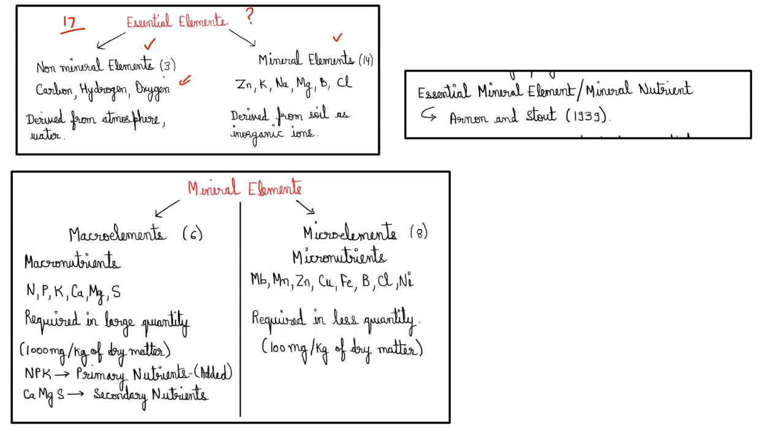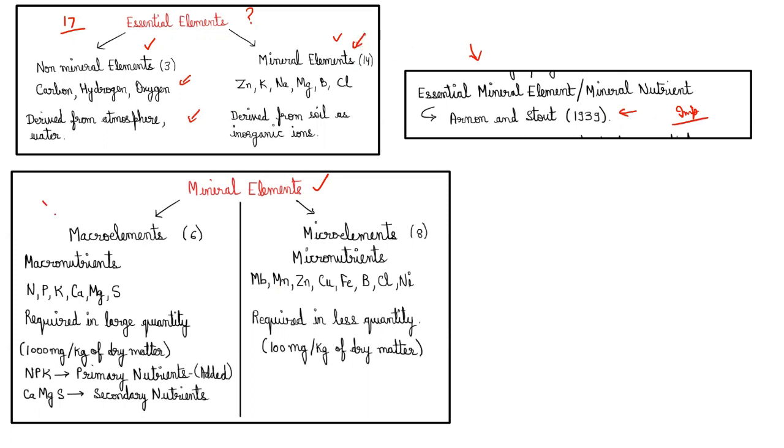Okay, then what is the source that I have already mentioned? You can see here. Then we talk about the essential mineral elements or the mineral nutrients. And this concept was given by Arnon and Stout in 1939. So this is also important. Then we talk about the mineral elements, the mineral elements that are 14. So we are talking about this factor.